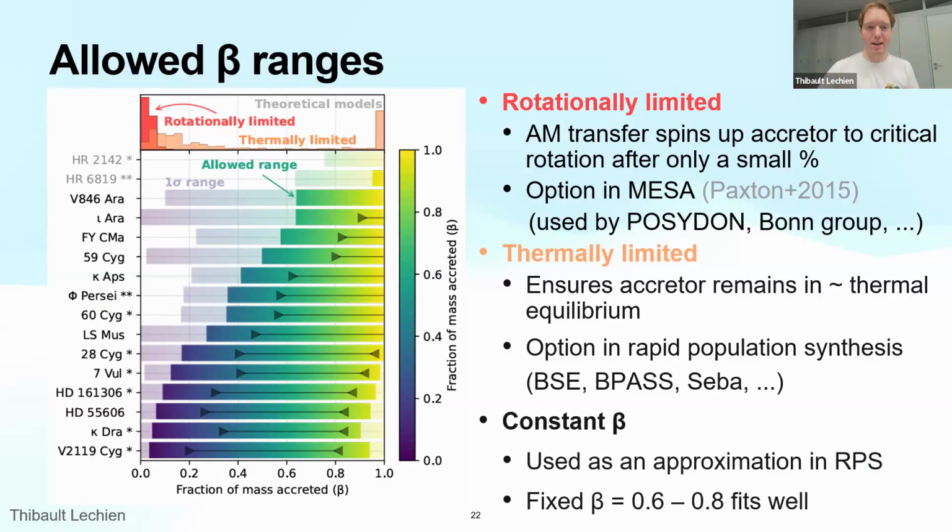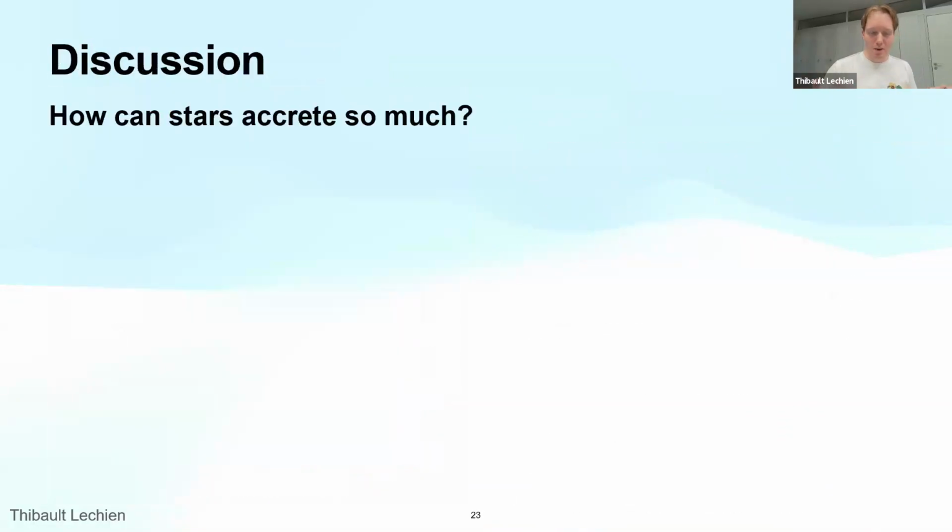And then what's interesting is that if you just put a constant value for beta, like 70% here, let's say, which is not expected to capture the physics at all, and is commonly used just as an approximation to set one value, it could actually explain these systems. Now, I'm not saying this is what it should be, but it's just interesting that such a simple method could actually explain these systems. And so now we can discuss, well, how can stars actually accrete so much?